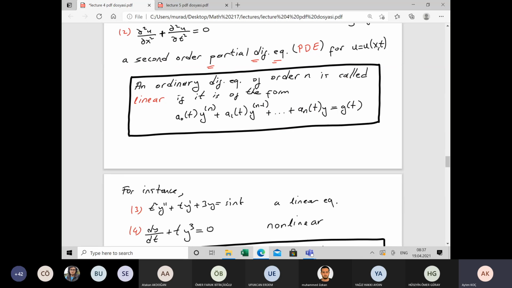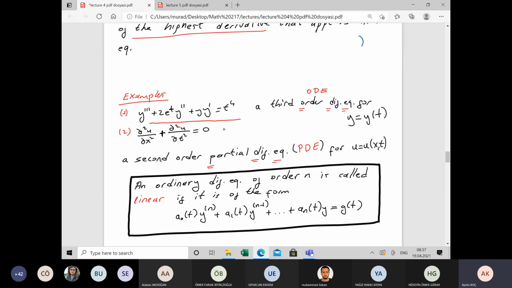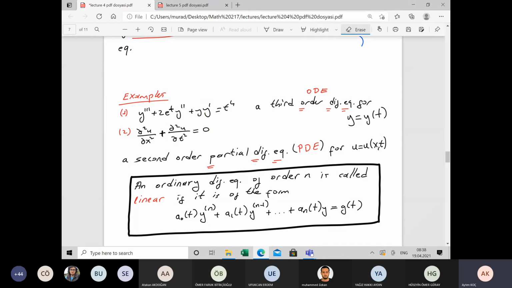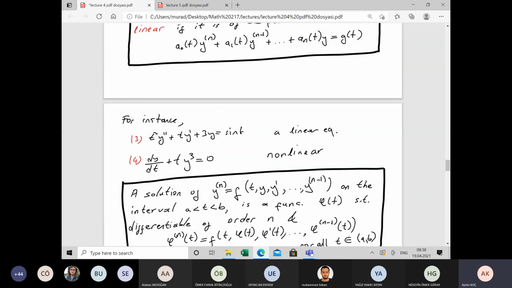For example, look at this one. This third order differential equation, is it linear or not? It is not linear, because the coefficient of y prime contains y. Also for this one, is it linear or not? It should be an ordinary differential equation, not a partial differential equation, and this one is a partial differential equation.